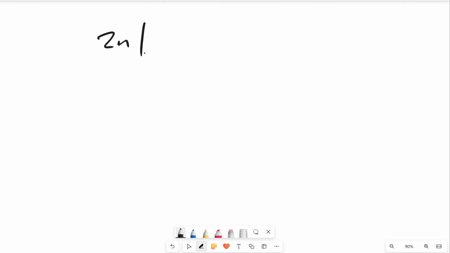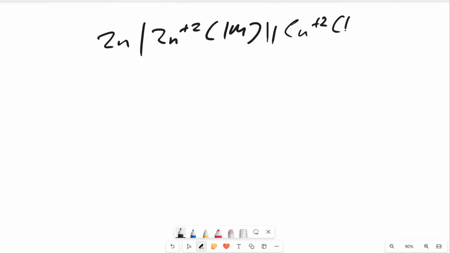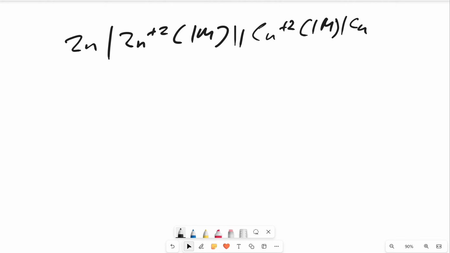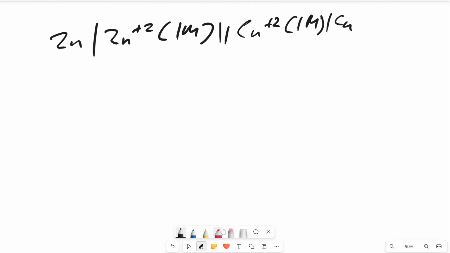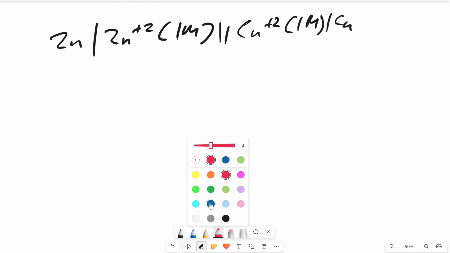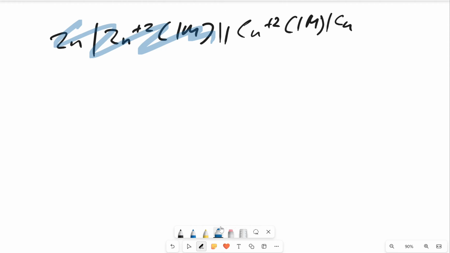So let's consider this cell. Zinc plus 2, 1 molar, copper plus 2, 1 molar. Okay, so we have all of this. Remember that this side is the anode, and remember that this side is the cathode, right?